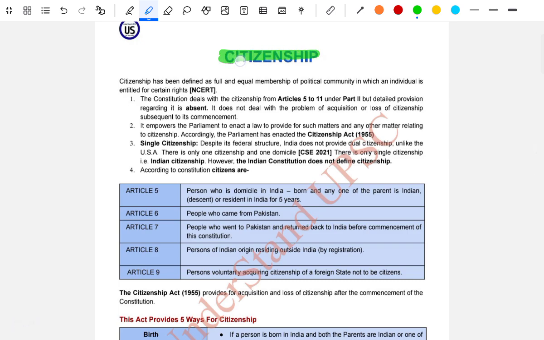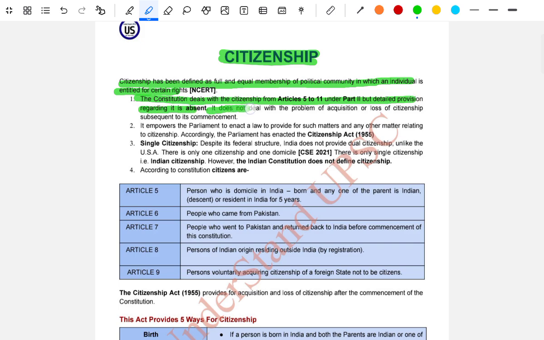Citizenship. Citizenship has been defined as full and equal membership of the political community, in which the individual is entitled to certain rights. The Constitution deals with citizenship from Article 5 to 11 under Part 2, but a detailed provision regarding it is absent.